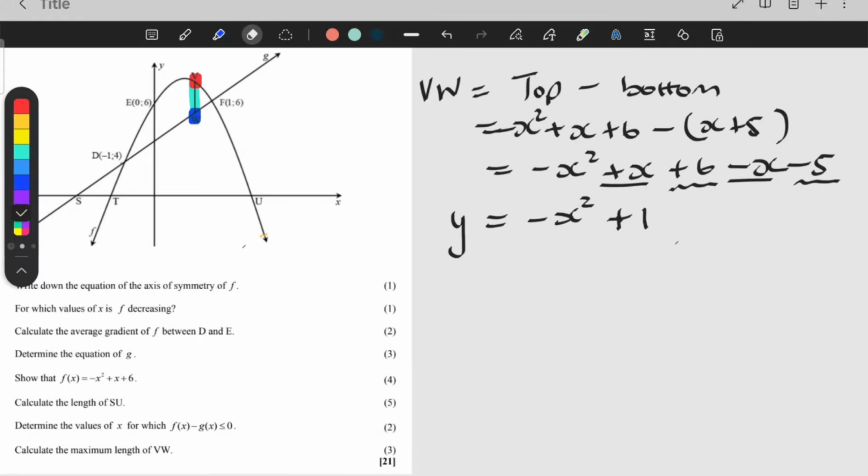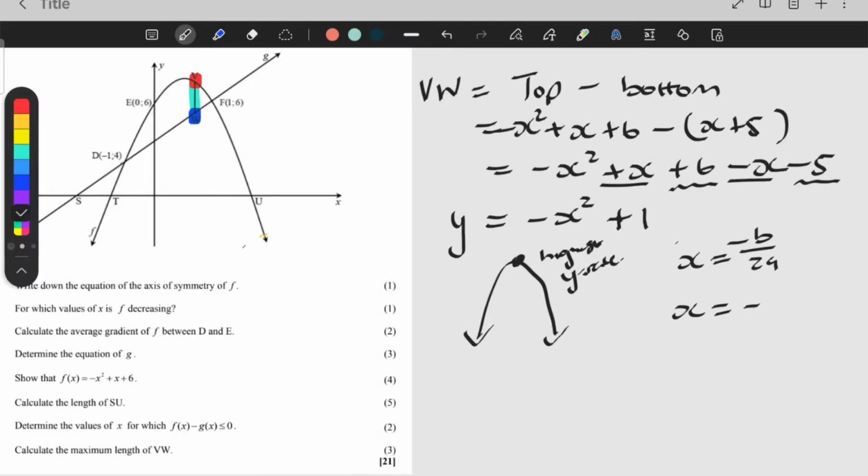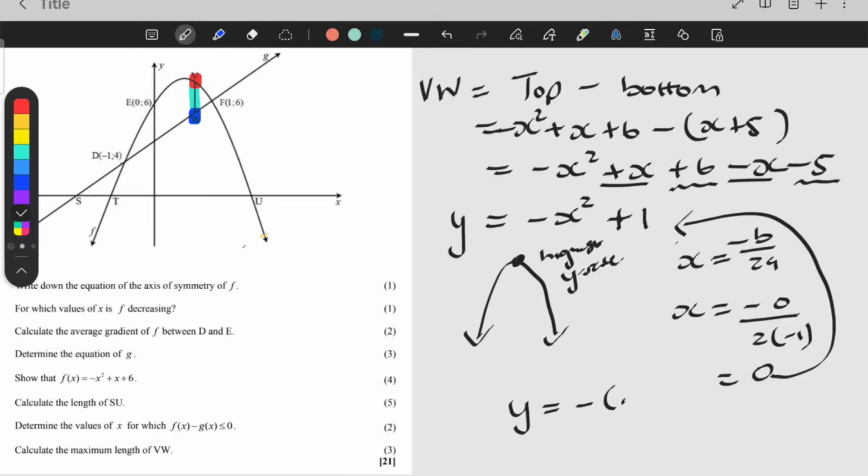If you look at that expression, that is a sad face parabola. To get the highest value, or the maximum of a parabola, so let's say maximum length, you look at the highest y value. The highest y value is the y value of the turning point. To get the x value of the turning point, minus b over 2a, x is, there's no b here, so it's 0, over 2a, a is negative 1. And this whole thing just gives me 0. Then to get the y value, you sub this into the equation that was given. So negative 0 plus 1, and the answer is 1. So the turning point here is 0 and 1.